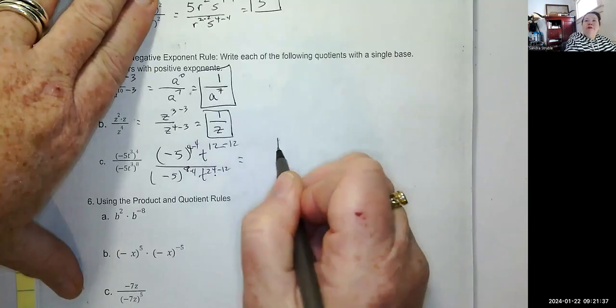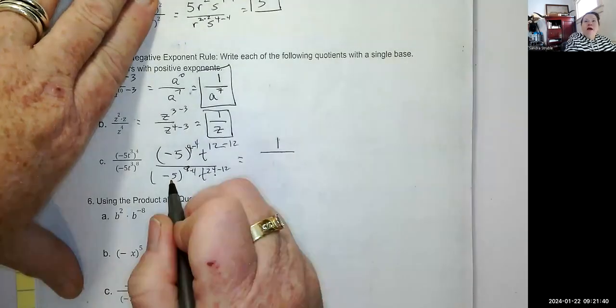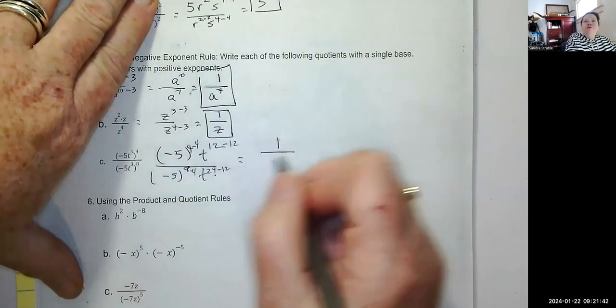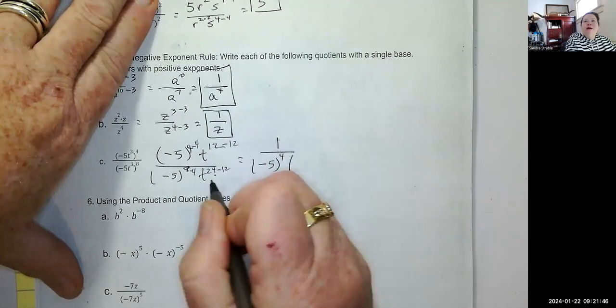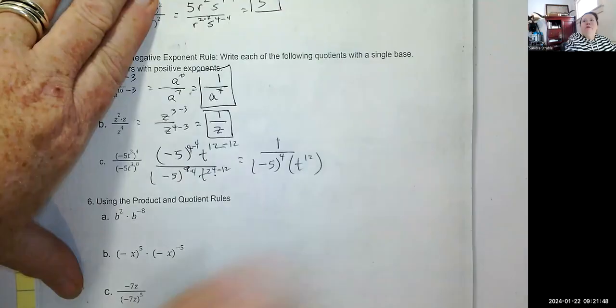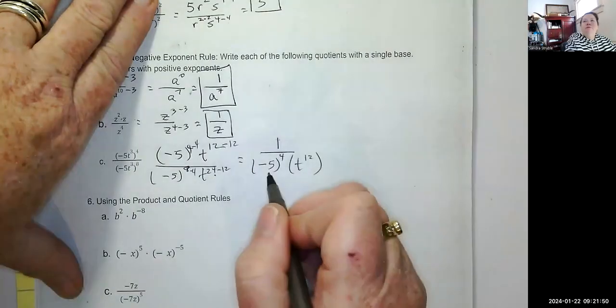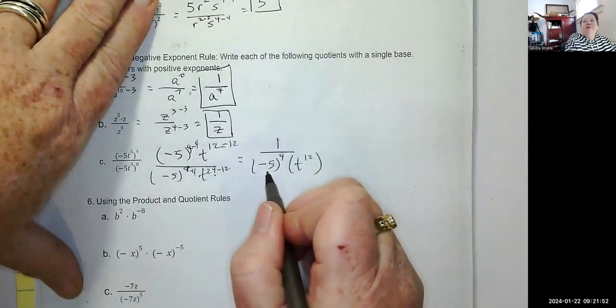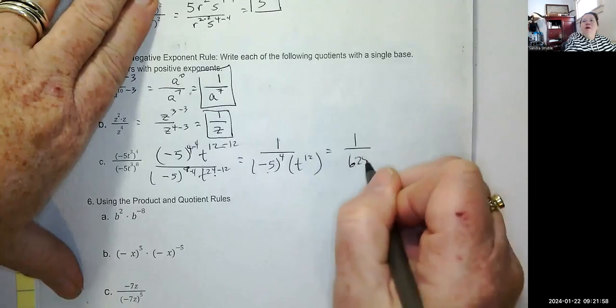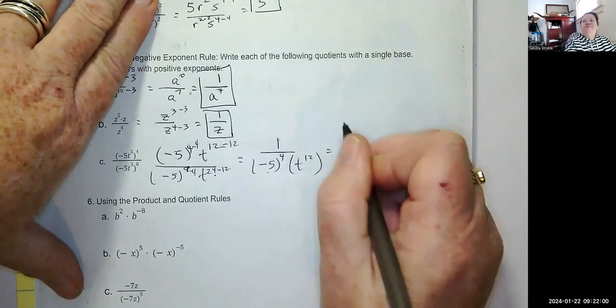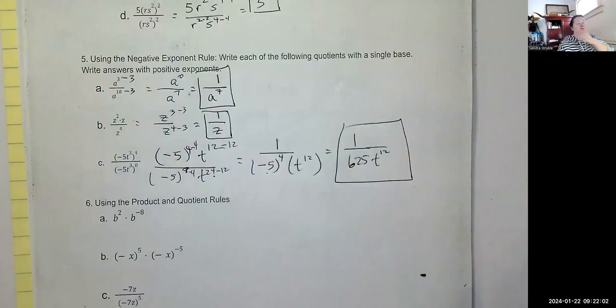That's going to give us 1 in the numerator, sorry. And then 8 minus 4 is 4, so -5 to the 4th times t to the 12th. All right, so this would be -5 times -5 is 25. 25 times 25 is 625. So that's 1 over 625 t to the 12th. That's how I would answer that.